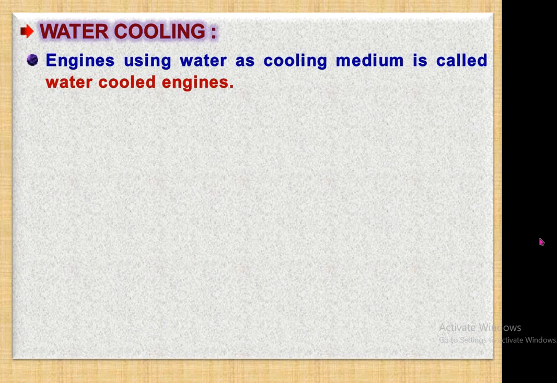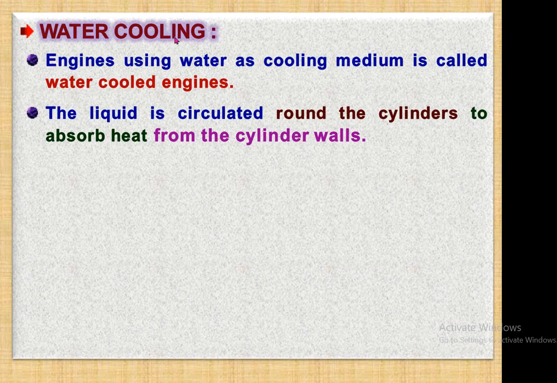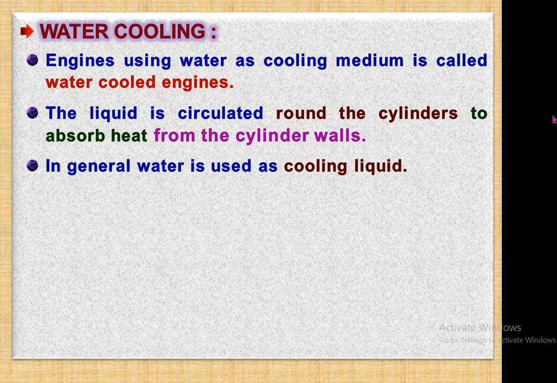Now second, we see the water cooling system. In the water cooling system, an engine using water as a cooling medium is called a water cooling engine. Means in the air cooling system, we employ the airflow current to cool down the different parts of the engine which are at a higher range of temperature. But in case of the water cooling system, we are using water as a medium to cool down the engine.